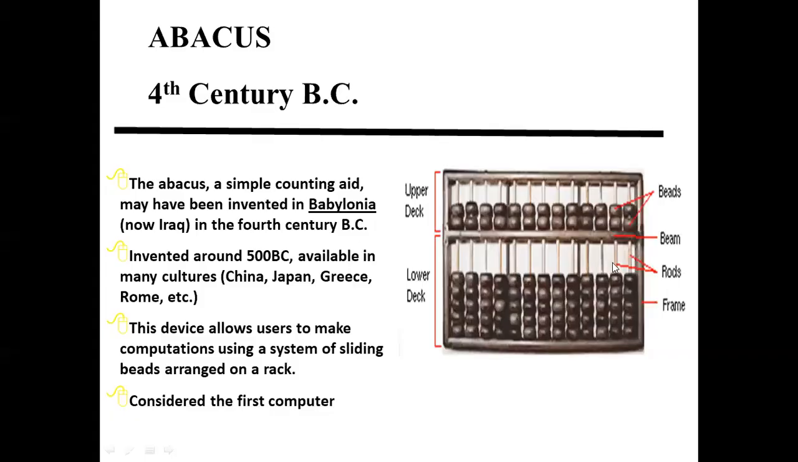So this type of computer is abacus. It has an upper deck and a lower deck. These black ones are called beads, this is called the beam, these are called rods, and this outer part is called a frame. This device allows users to make computations using a system of sliding beads arranged on a rack. Basically, this works with the beads only. We have to arrange the beads and rods. So this is one type of computer.